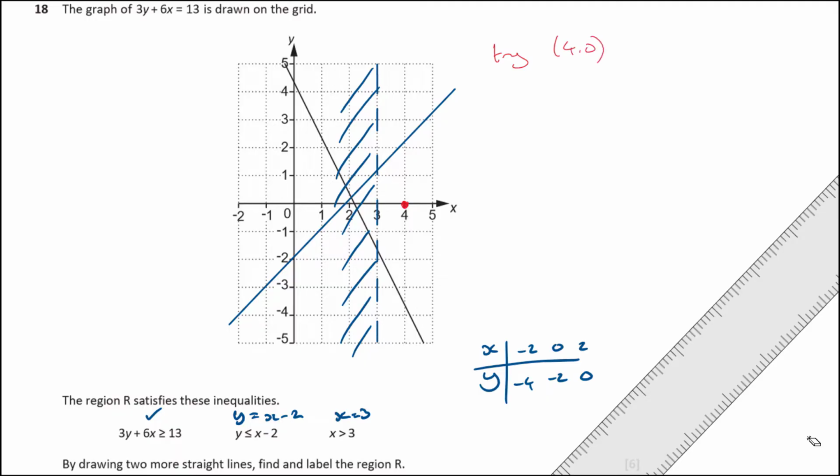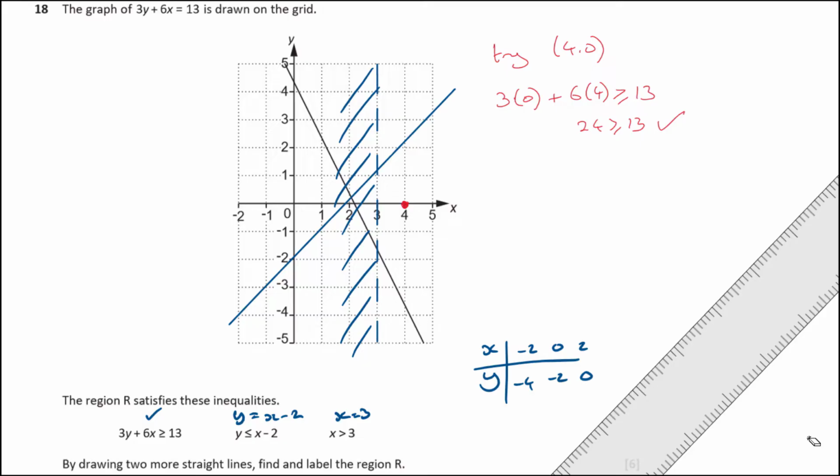If x is 4 when y is 0, then does 3 lots of 0 plus 6 lots of 4 give something greater than or equal to 13? Well, 3 lots of 0 is 0, 6 times 4 is 24. Is 24 greater than or equal to 13? It is. So it seems to meet that rule.